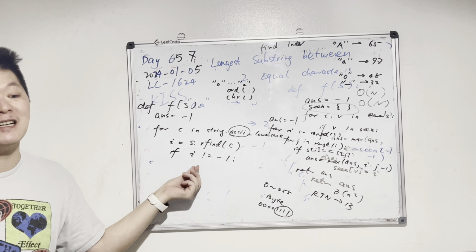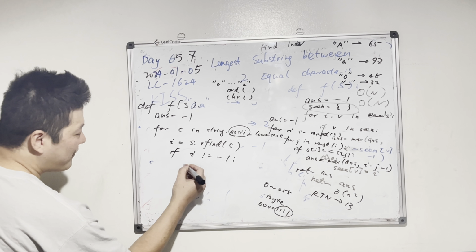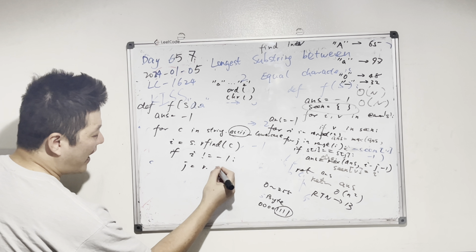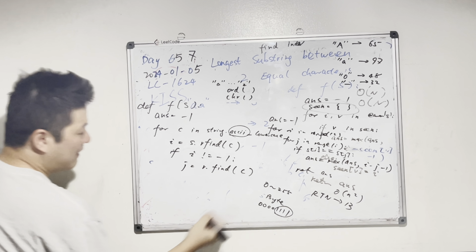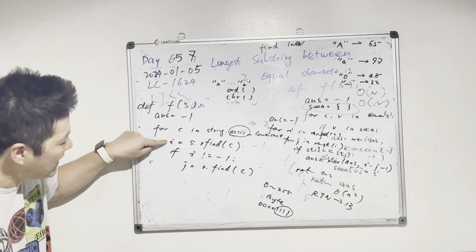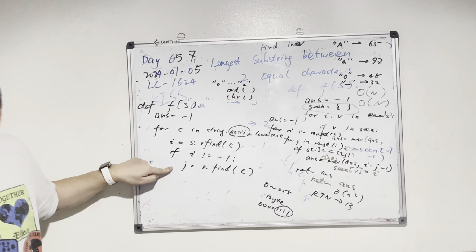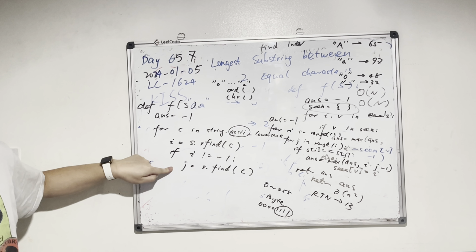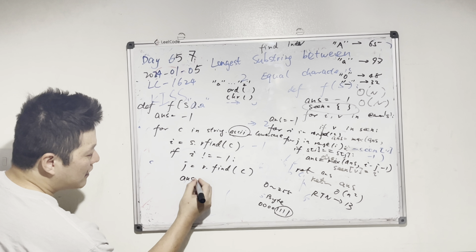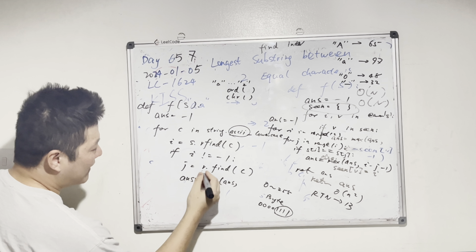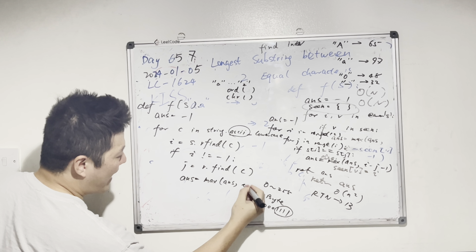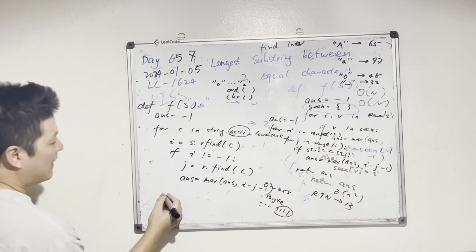Then we have to find the left index. The left index is s.find(c). Then we have the right index and the left index, so we can count. The answer equals the maximum of answer and the count. The count between the right index and the left index is i minus j minus 1. And return answer.